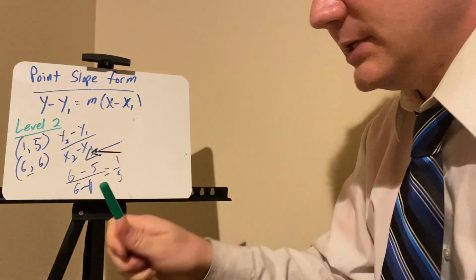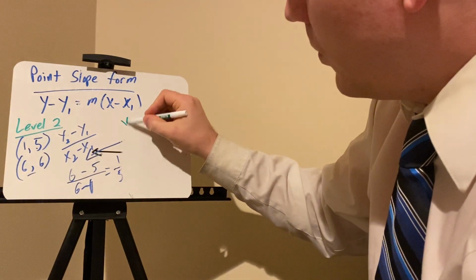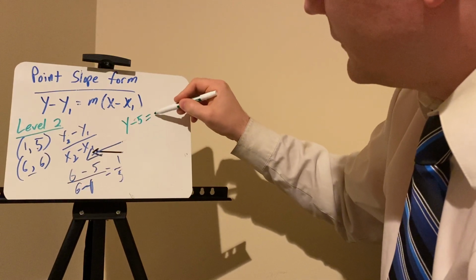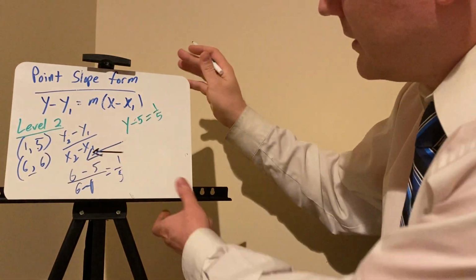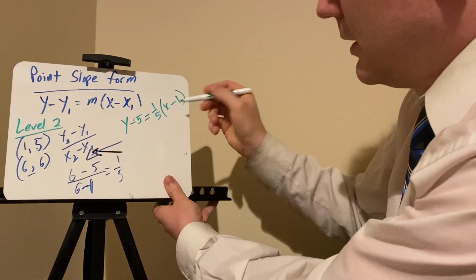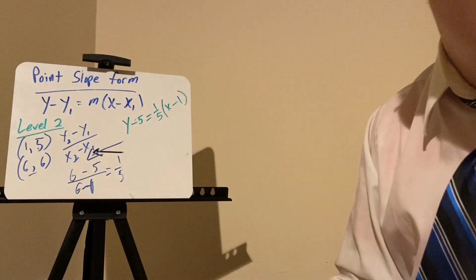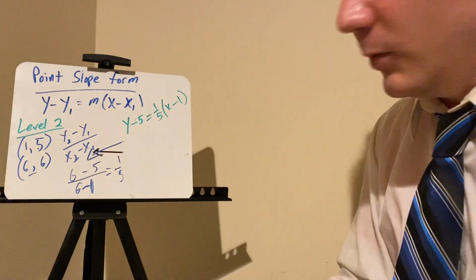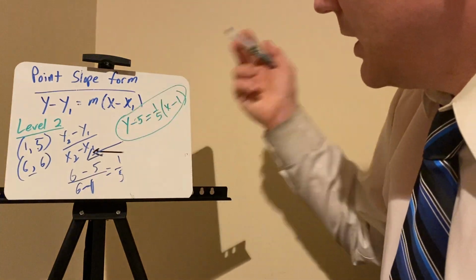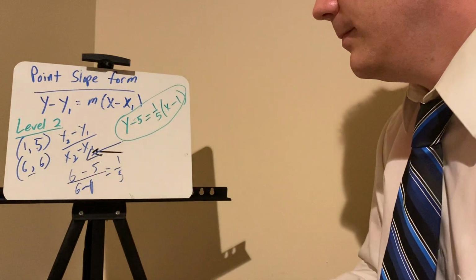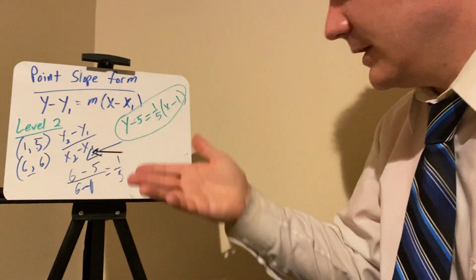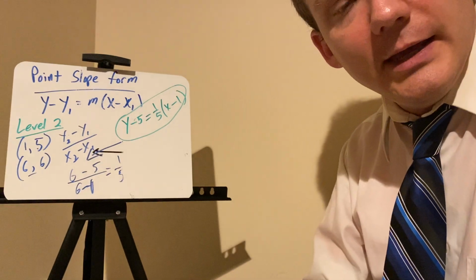Change colors just so you can see this work here. Y minus 5 equals 1/5 times x minus 1. I can obviously turn this into slope-intercept form and go through that process, but this would be the point slope form of this equation. And you can just use the dice. You can do level 1 and level 2 to practice kind of writing this, graphing it, and everything in between.